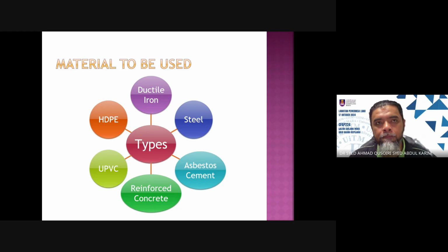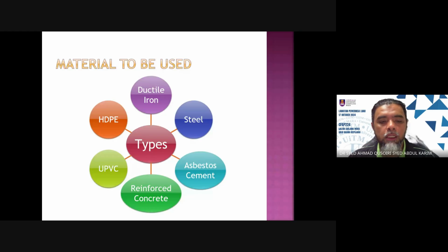and it has a very high strength, just like the iron pipes. And then we have asbestos cement pipes. Back in the old days, not being used anymore because asbestos is a very dangerous chemical that can affect people's health. So it's being changed to RC pipes.